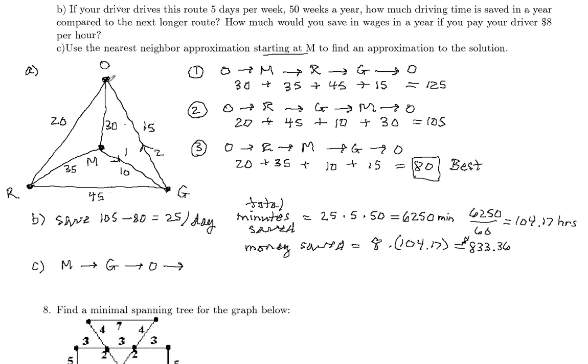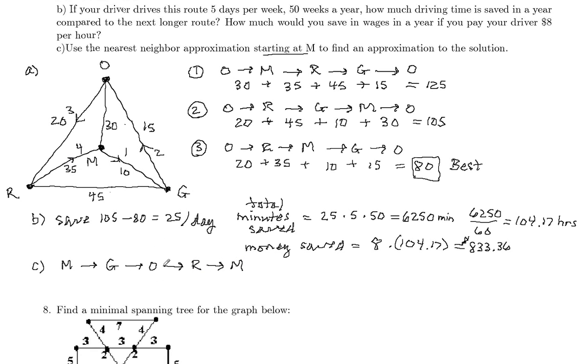And then from O, so I've used up these two edges, we've touched 1, 2, 3 vertices. So from O, we've got a 30 and a 20. We don't want to use the 30 because then that'll end us back at M too quick. We haven't hit R, so we've got to do the 20. So this is third. And you get down to R. So this is M to G to O and then to R. And then you close it back up by going back to Mathopolis. So that's fourth. So back to M.